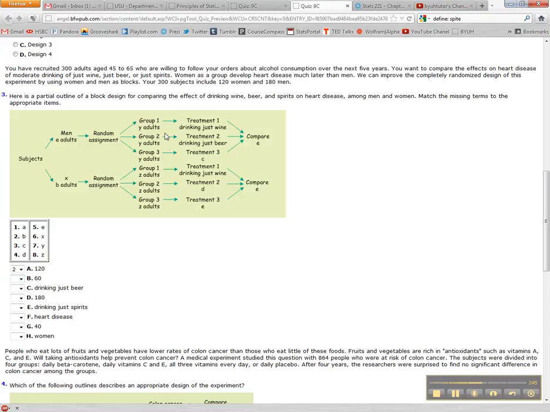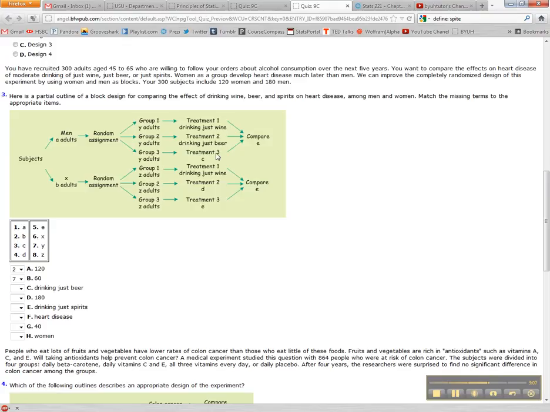So if this is 180, 120, this 3 should be divided by 60 because 60 times 3 is 180. So if men is 180, this should be 60, 60. So Y should be 60. So Y is number 7. You see, that's really confusing. Stats Portal is really ridiculous sometimes in the way they form questions.